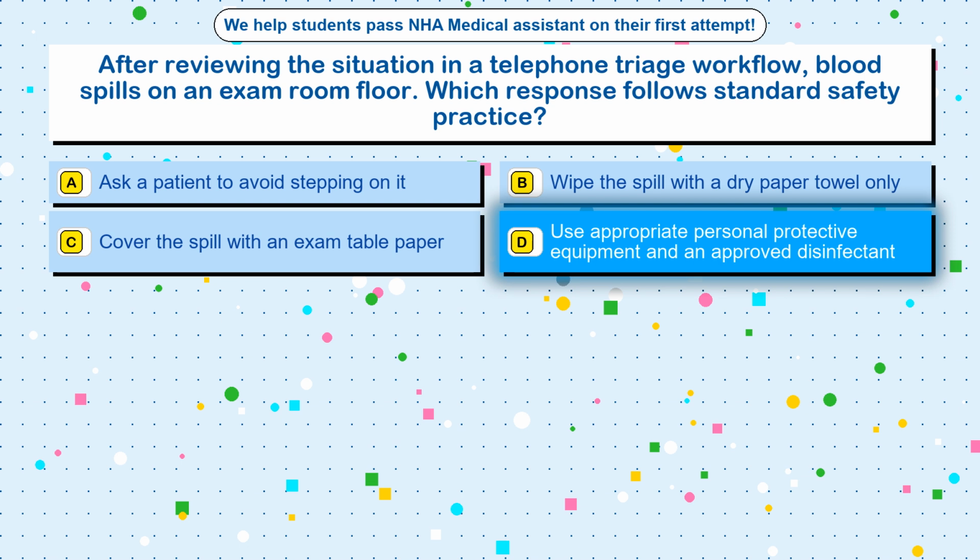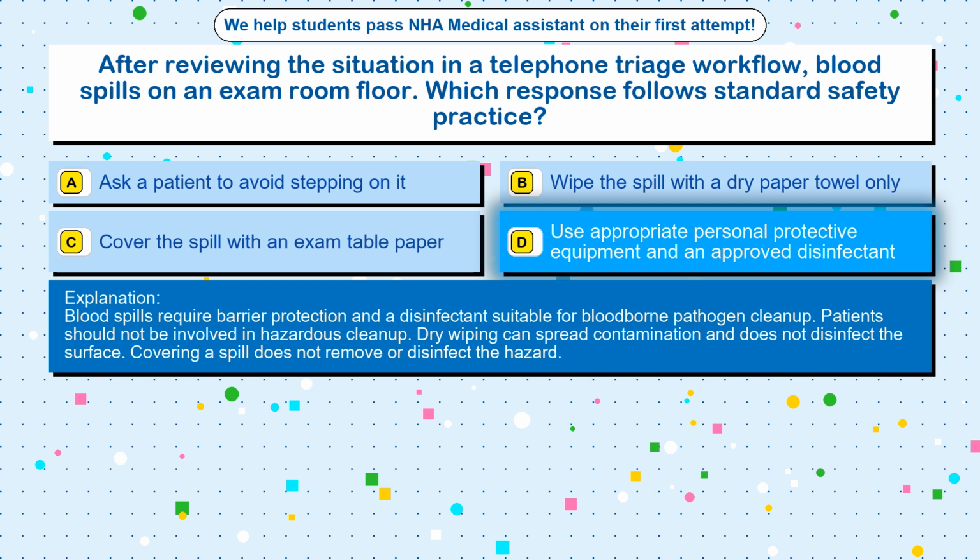Use appropriate personal protective equipment and an approved disinfectant. Blood spills require barrier protection and a disinfectant suitable for bloodborne pathogen cleanup. Patients should not be involved in hazardous cleanup. Dry wiping can spread contamination and does not disinfect the surface. Covering a spill does not remove or disinfect the hazard.